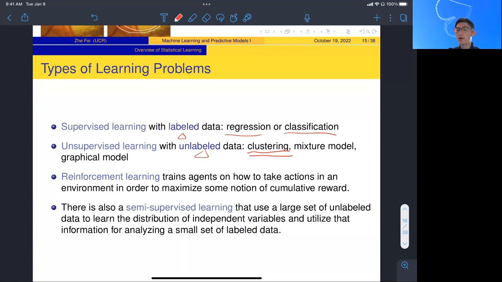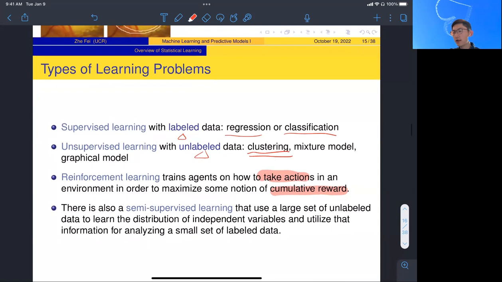And the third category we have also seen is so-called reinforcement learning. The goal here is basically to take actions in order to maximize some notion of cumulative rewards, as we have also seen. So for reinforcement learning, you need to define your rewards first. You need to let the machine know what the reward is, in what cases you would have positive reward, what cases you may have negative rewards. After you define the rewards, you would train your machine to take actions. That's so-called reinforcement learning.